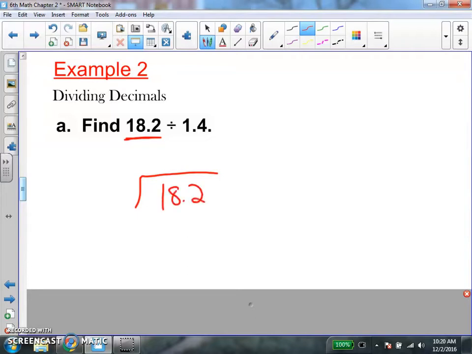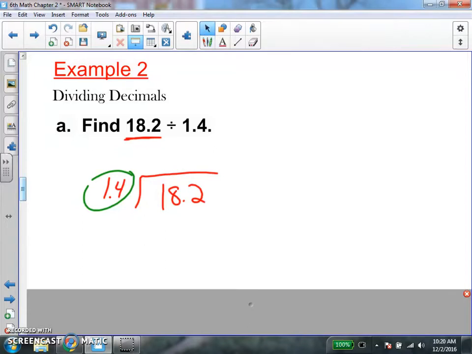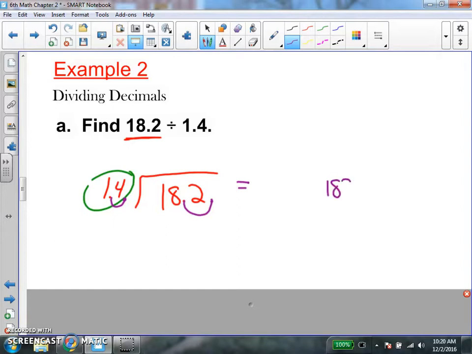18.2 divided by 1.4. And what we need to do when we divide a decimal by a decimal is make sure we get this number into a whole number. The way we do that, we can just move the decimal one spot to the right. So now instead of it being 1.4, it's 14. Well, if you move your decimal one spot to the right, you also have to do it to the number that's inside your long division. So now this problem becomes 182 divided by 14.